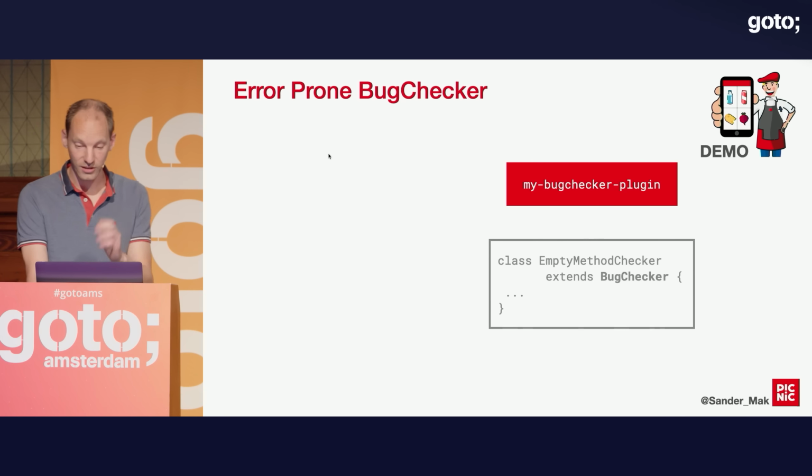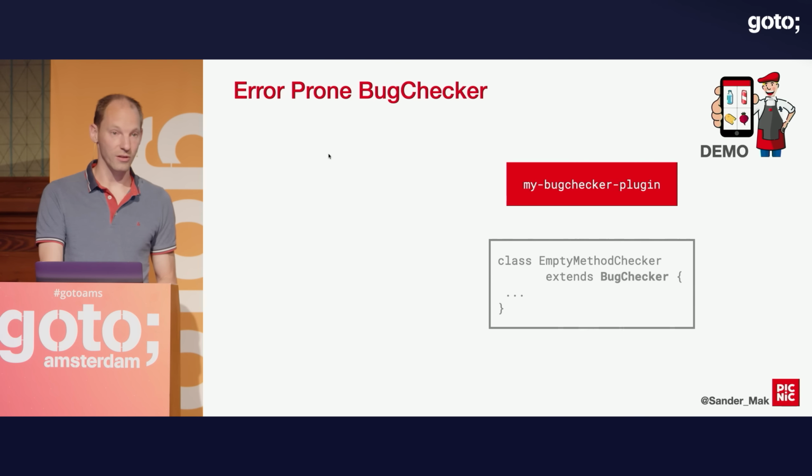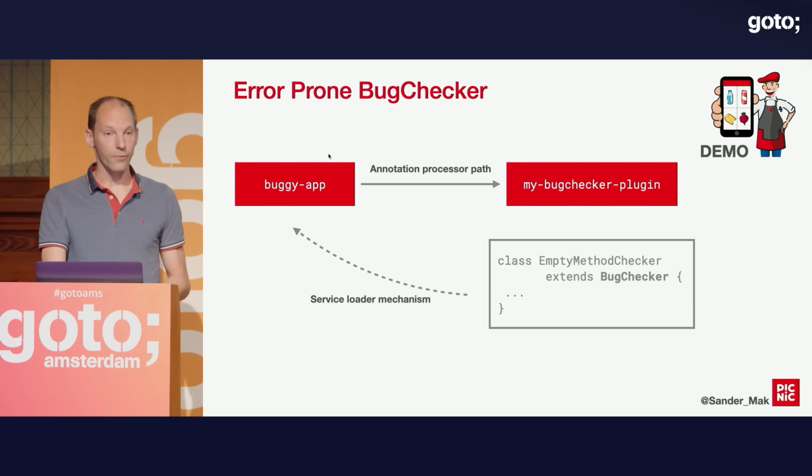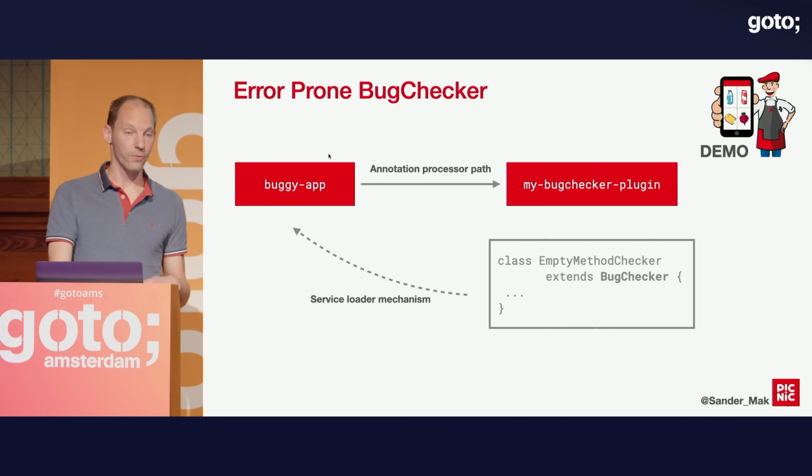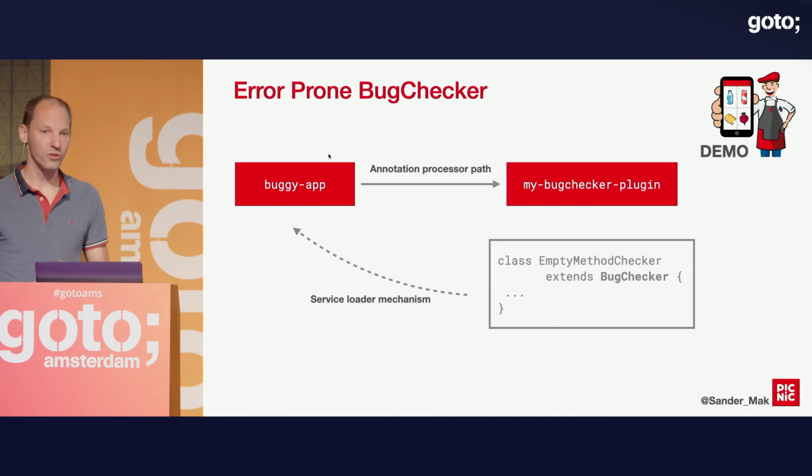Now, once we have this empty method checker class, we need to put it into a jar file. We need to put that jar file on the annotation processor path of error-prone as it is applied to our other application, so to the buggy app. And under the hood, it actually uses the service loader mechanism of Java to instantiate this bug checker and to detect them and to find them.